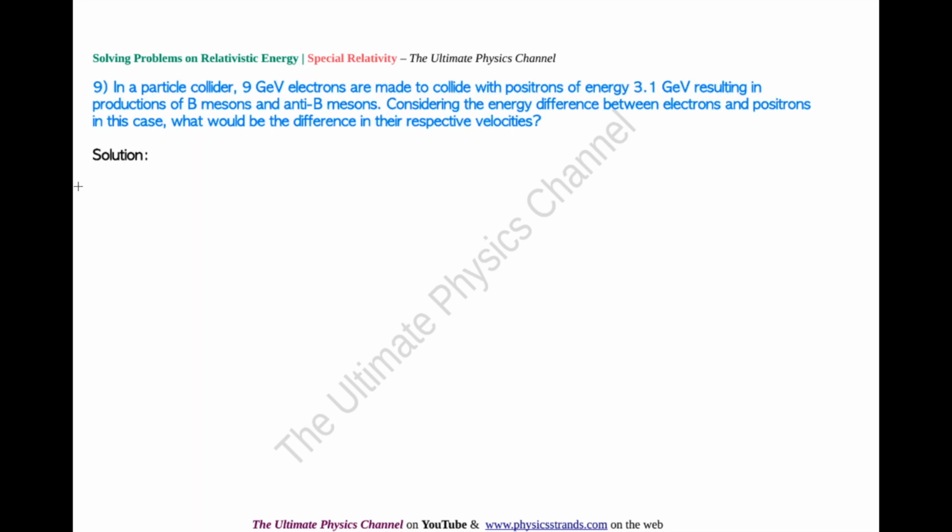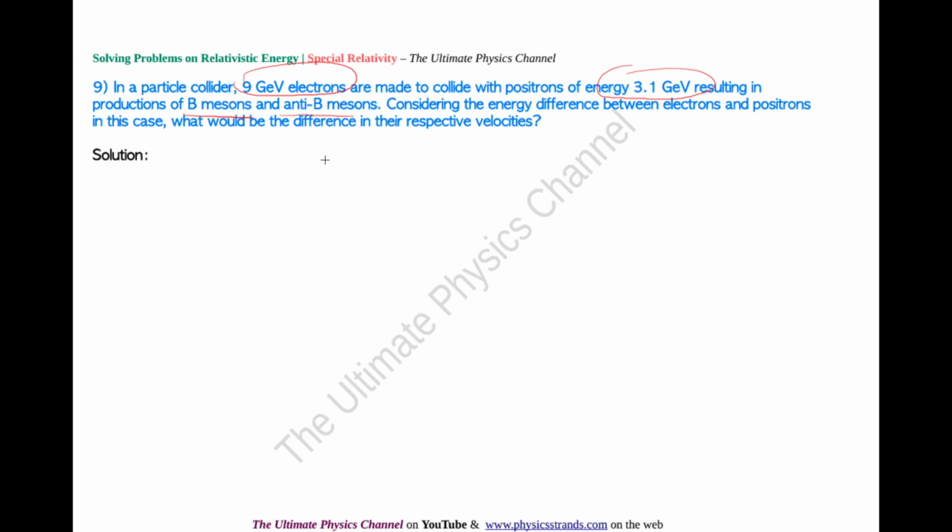Right, in a particle collider, 9 GeV electrons are made to collide with positrons of energy 3.1 GeV, resulting in production of B mesons and anti-B mesons. Considering the energy difference between the electrons and positrons in this case, what would be the difference in their respective velocities? So here in a particle accelerator, rather collider, energetic electrons are made to collide with energetic positrons.